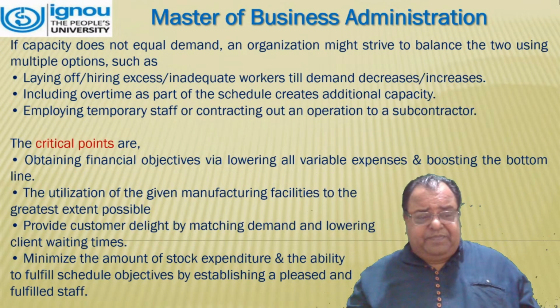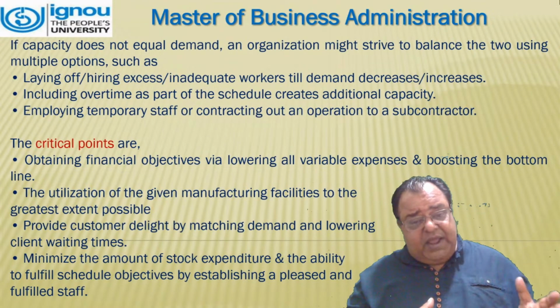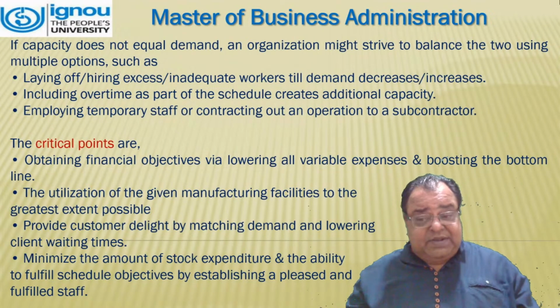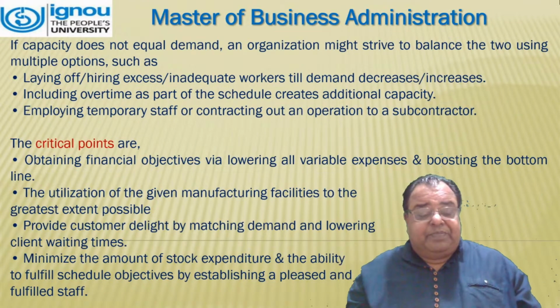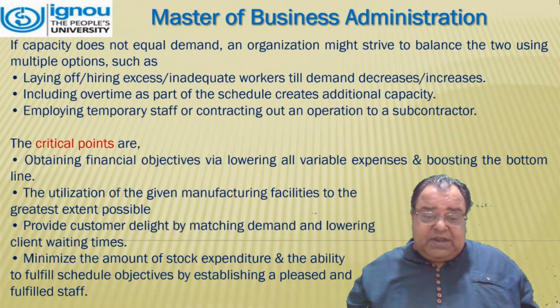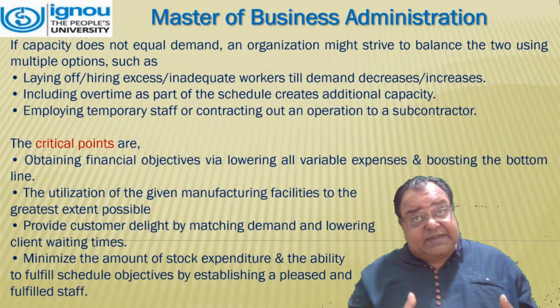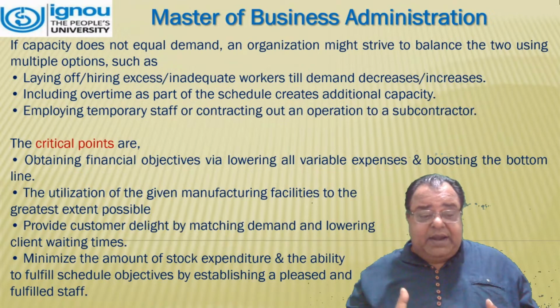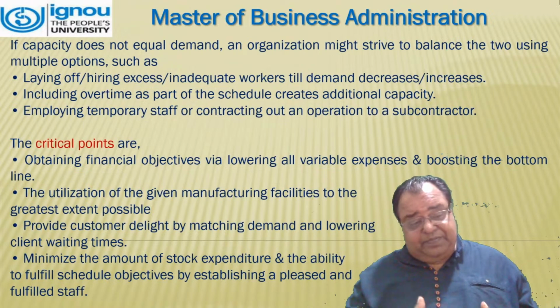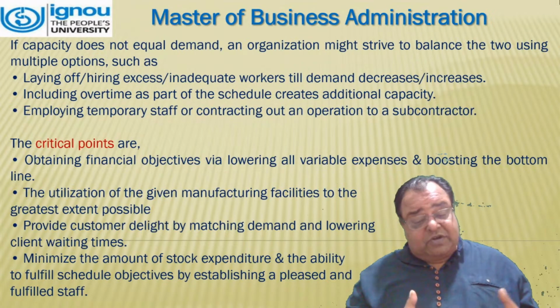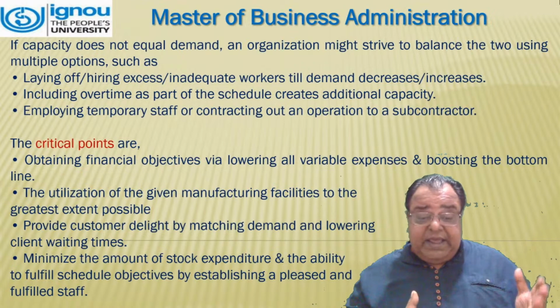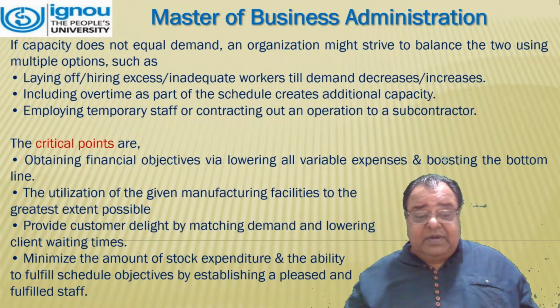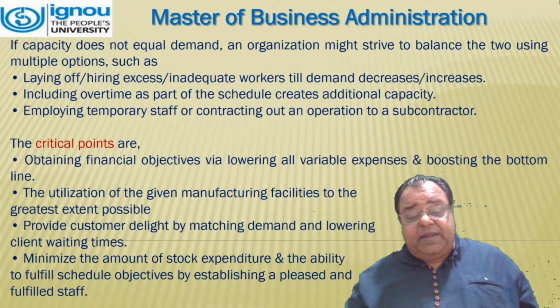The critical points are obtaining financial objectives via lowering all variable expenses and boosting the bottom line. The utilization of general manufacturing facilities to the greatest extent possible and providing customer delight by matching demand and lowering client waiting time. Minimize the amount of stock, expenditure, and the ability to fulfill schedule objectives by fulfilled stuff.